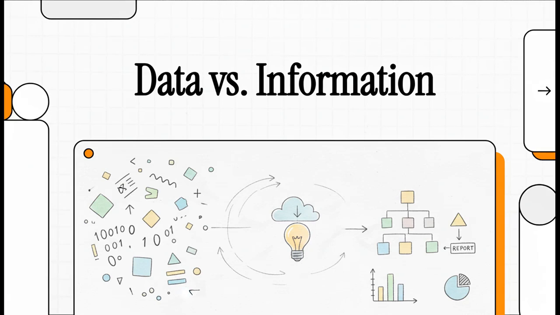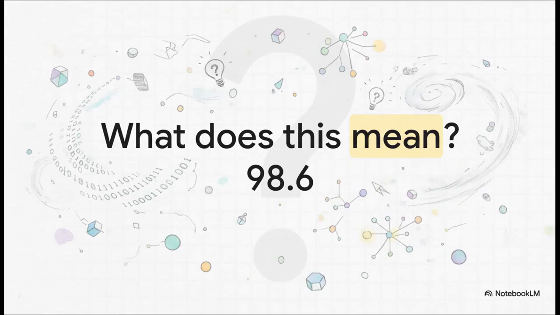You hear people throw around the words data and information all the time, right? A lot of us kind of use them interchangeably. But in the world of computers, they are worlds apart. And honestly, getting this one difference is the key to understanding the real job of every single computer out there. So let's dive in. So take a look at this, 98.6.